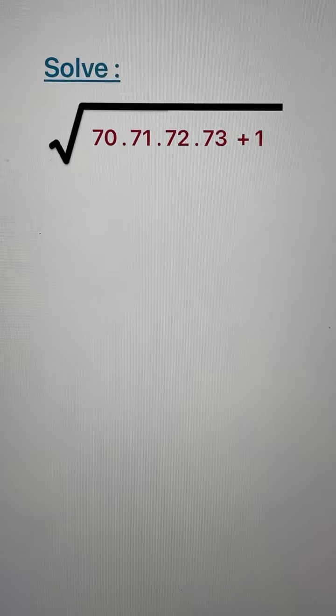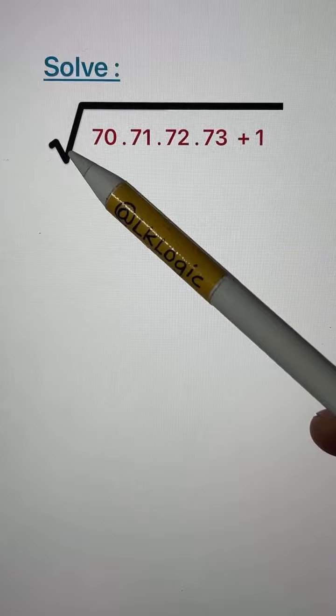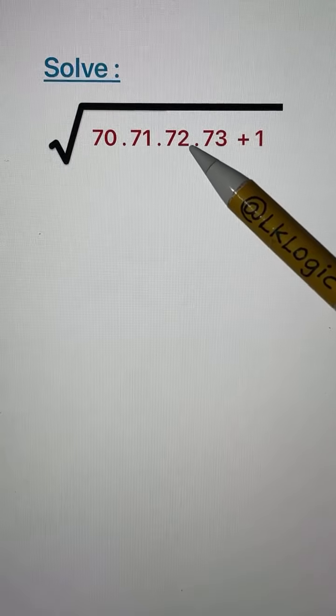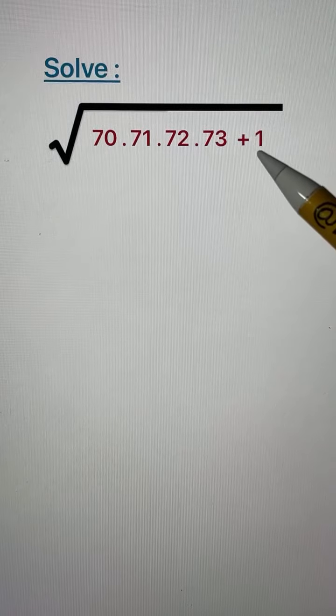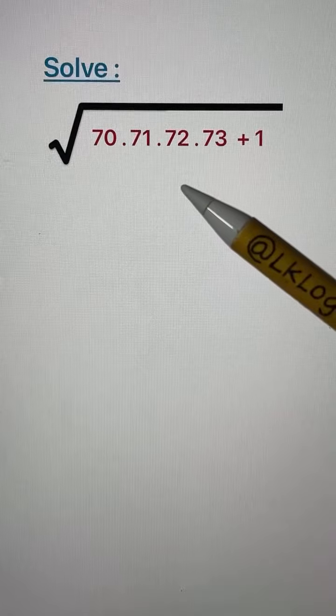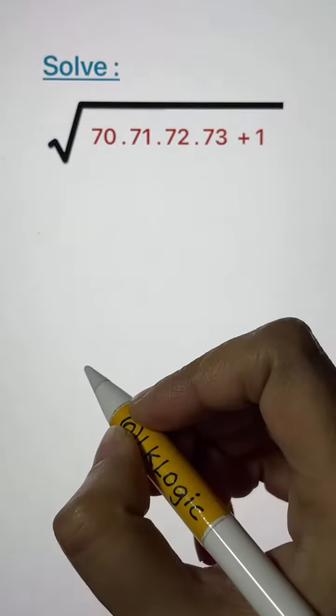Interesting problem for you all, a nice radical one. Here we have under the root of 70 times 71 times 72 times 73 plus 1. And how do we solve this? Without using a calculator, of course.